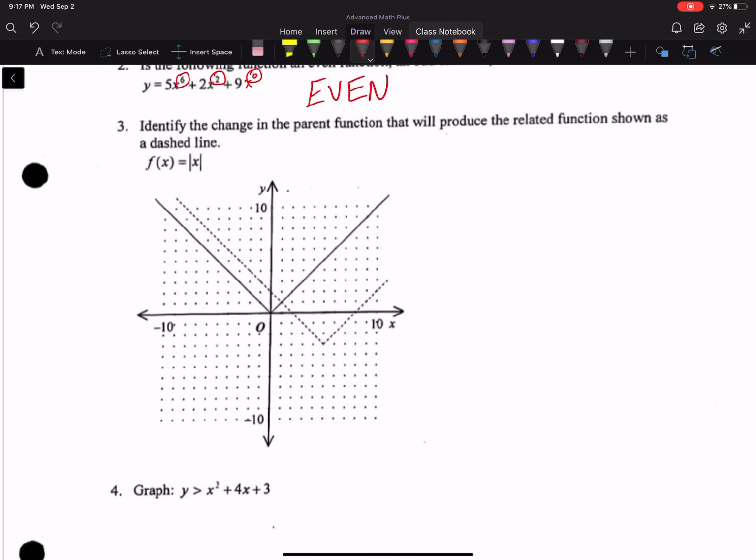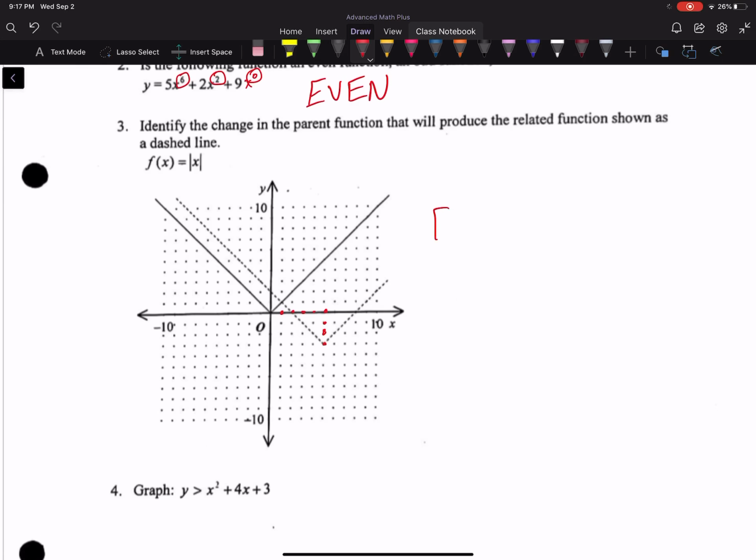Number 3, this number should look very familiar. You've seen it many times. It was on your last test as well as your last review. This absolute value function has moved 1, 2, 3, 4, 5 to the right and down 1, 2, 3.